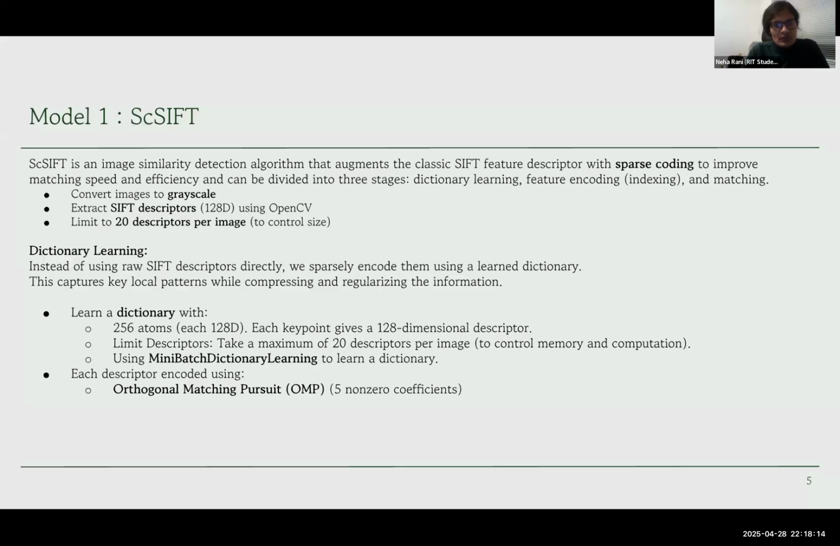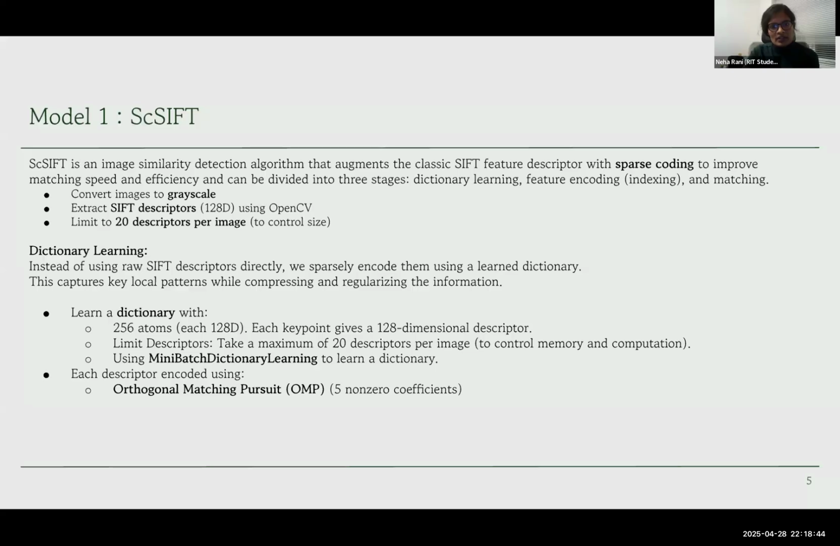So first we convert the images to grayscale and then we extract the SIFT descriptors, which are 128 dimensions, using OpenCV. And then we limit to 20 descriptors because 128 is a lot. We will limit it to 20 per image to control the size. And about the dictionary learning, instead of using the raw SIFT descriptors directly, we sparsely encode them using a learned dictionary. This will capture the key local patterns while compressing and regularizing the information.